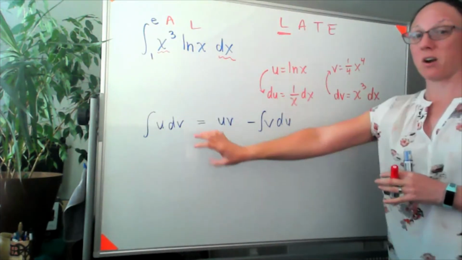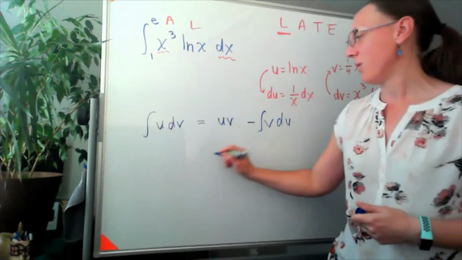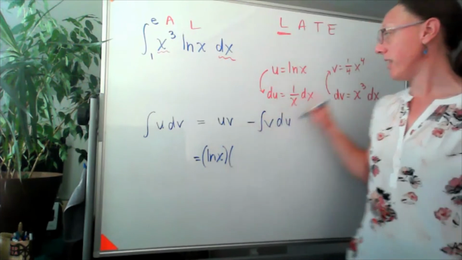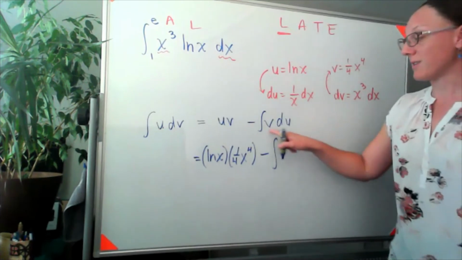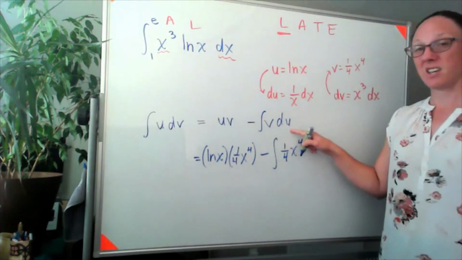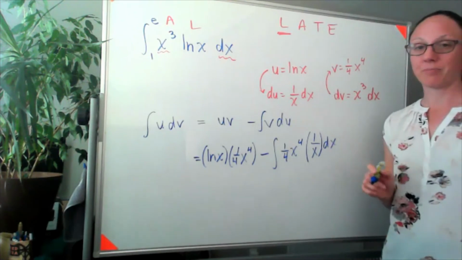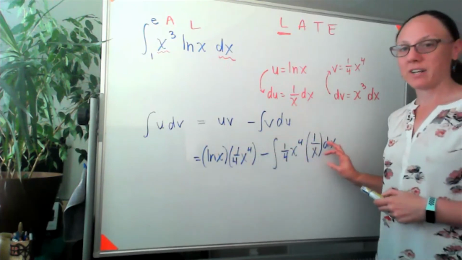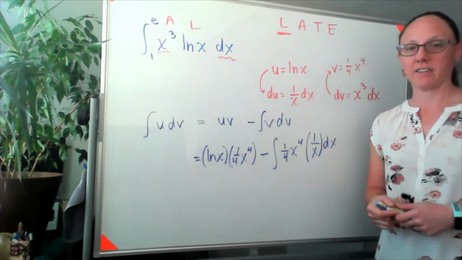Now I'm going to plug these parts into our formula to try this integral for a different one. Well, my u is natural log of x. V is 1/4 x to the 4th. I'm going to be subtracting off v, so that 1/4 x to the 4th times du. And du was 1 over x dx. One of my tips for doing integration by parts is after you've written this, you always want to simplify this as much as possible before you try to find the antiderivative.